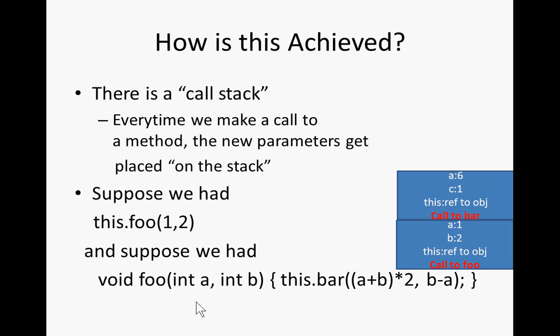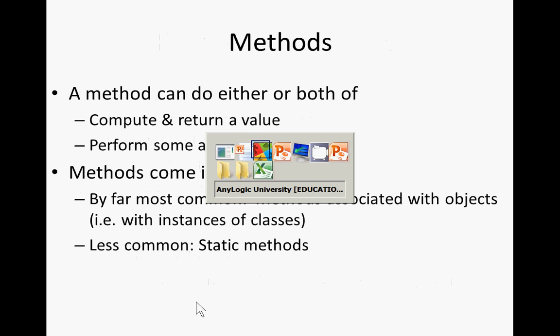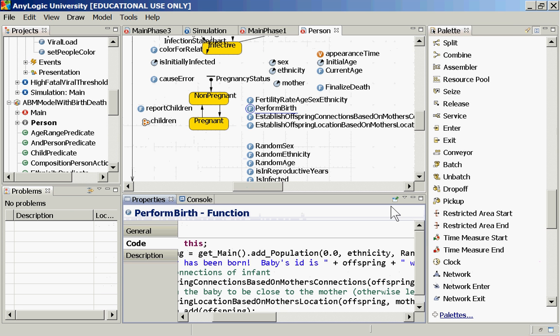So I'm going to introduce a problem. Okay? I'm going to introduce a problem in establish offspring connections based on mother's connections. I'm going to introduce a bug. I'm going to avoid checking if the mother has no connection. Okay? Let's run this thing. This bug was there originally. Boom. Okay. So run it. Let's go see what happens. Boom.